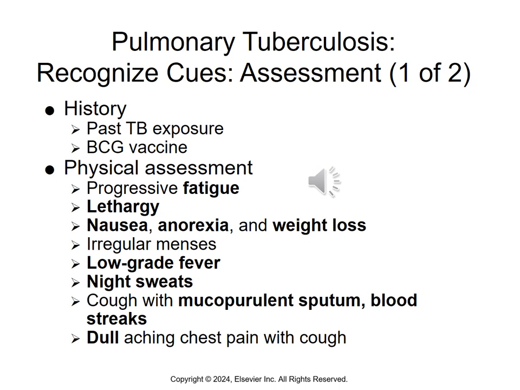A TB assessment is going to consist of noting a patient with a persistent cough, along with an unintentional weight loss, anorexia, night sweats, hemoptysis, shortness of breath, fever, or chills. You want to ask also, as a part of their history, have they had the BCG vaccine? This is often given in childhood overseas.